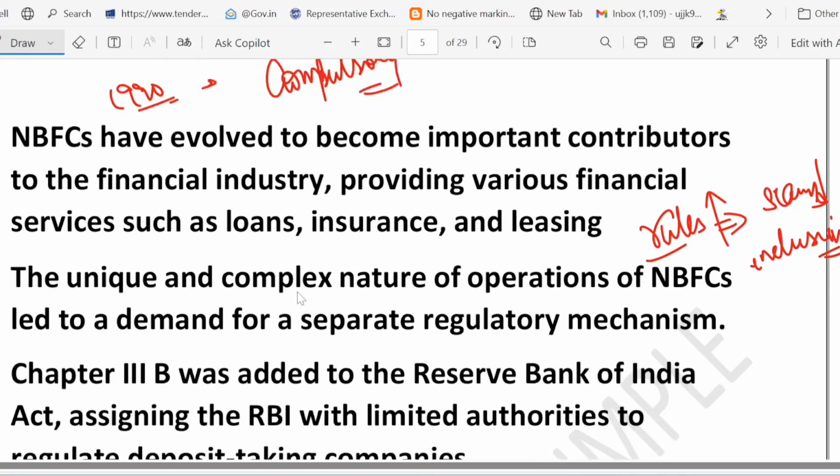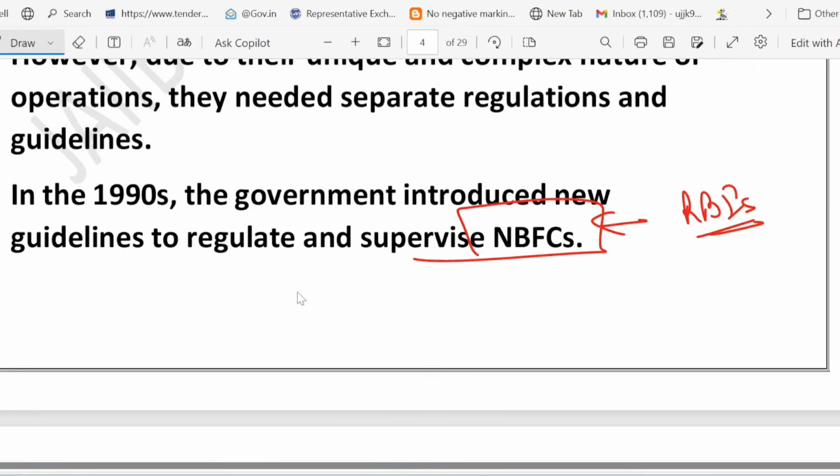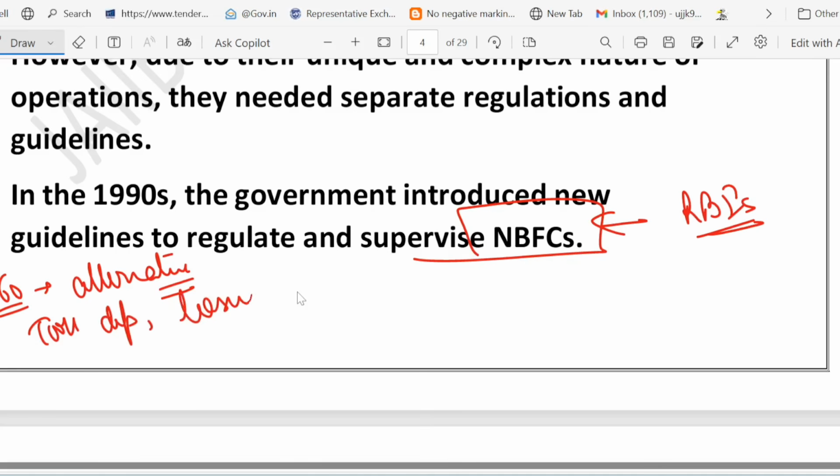So let's summarize the facts which we have just covered in this slide. In 1960, NBFCs began as an alternative to banks. Early work was that they took deposits, right? They provided leasing. This is the early work.